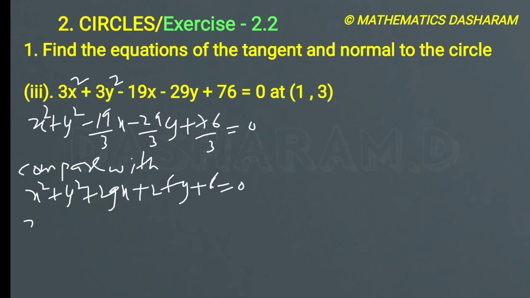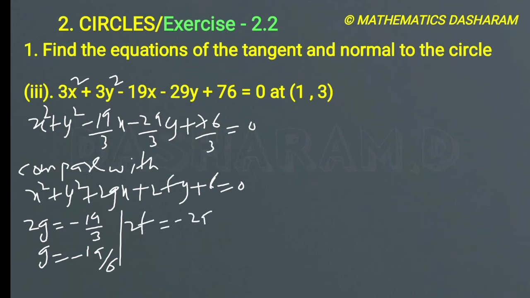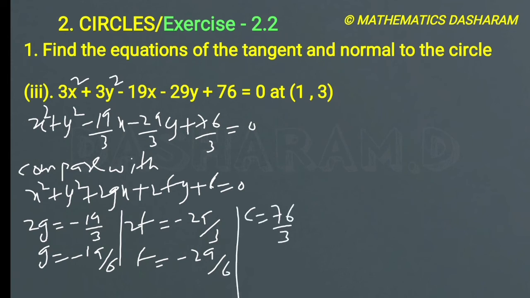So here 2g is -19/3, then g equals -19 divided by 3 twos, that is -19/6. Next, 2f equals -29/3, then f equals -29 divided by 3 twos, that is -29/6. The constant term is 76/3, and the given point P(x1, y1) is (1, 3).